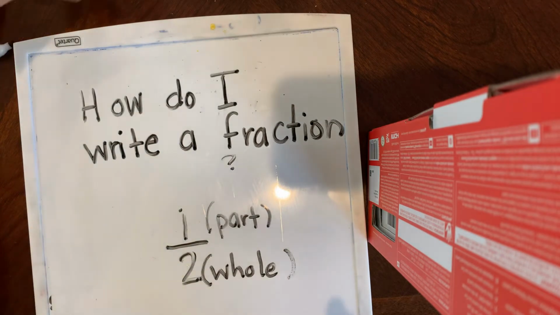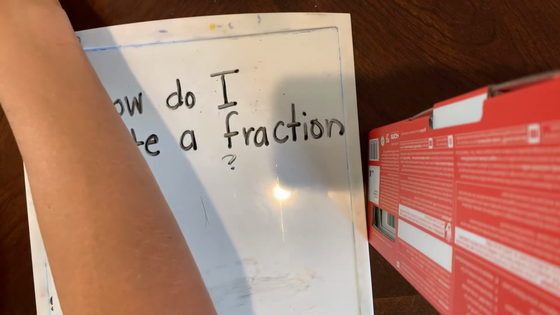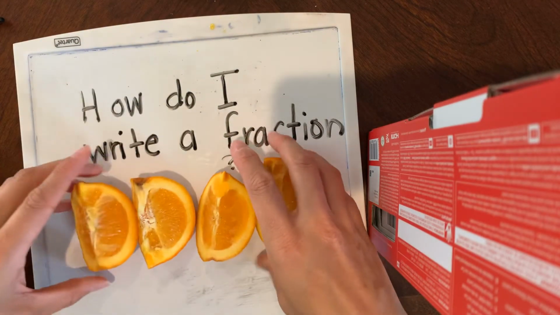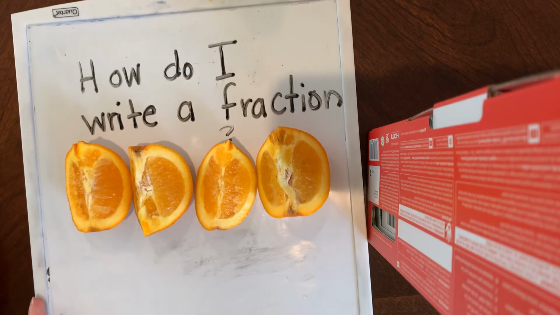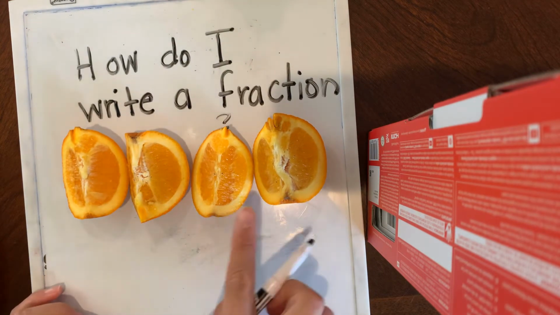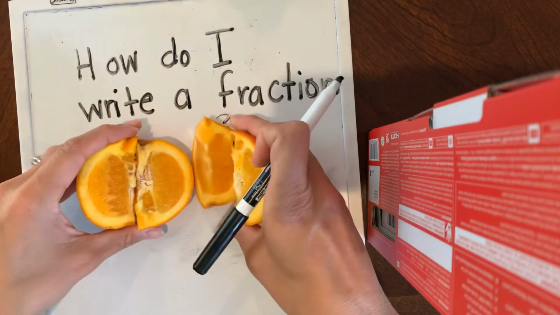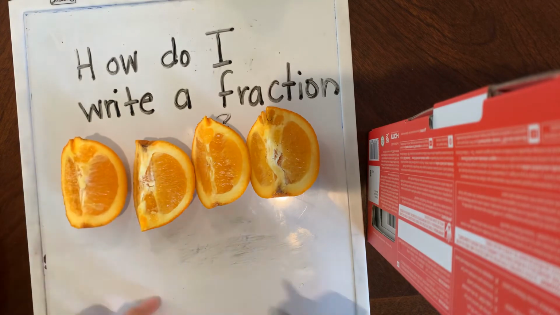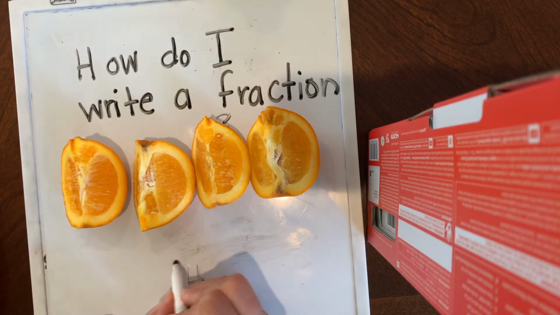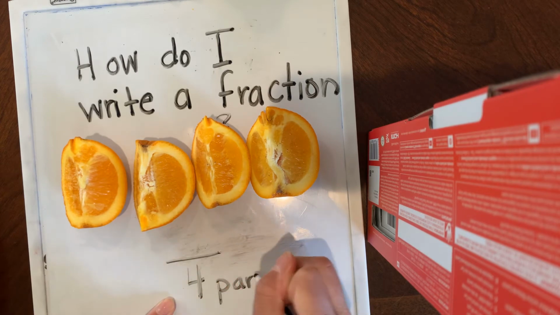And when I cut it that first time, I only had 2 parts. Now when I went ahead and cut both of those in half, I ended up having how many parts? How many parts did I have? 4. 1, 2, 3, 4. And when I put that back together, that's my whole. So that's how I count those. I have 1, 2, 3, 4 total parts. So again, that's going to go on the bottom.